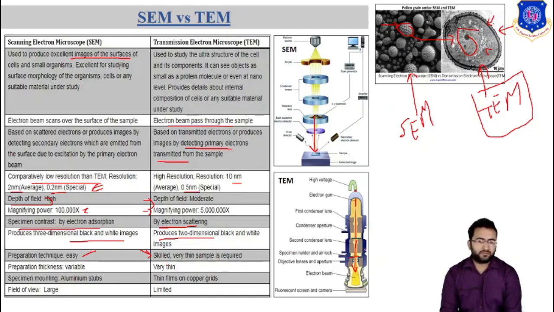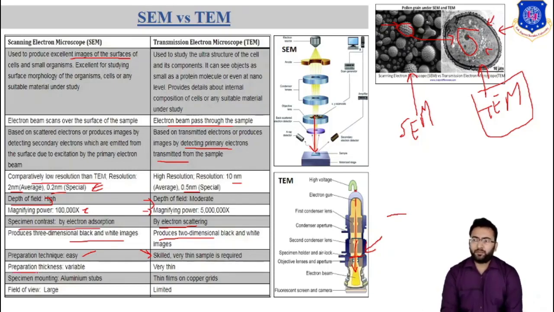In TEM, as we discussed, the electron passes through the membrane or sample. So we require a very thin layer of the sample, so the electron can pass through this membrane or sample. So we require a special type of coating on the sample and very thin layer generation of that sample.